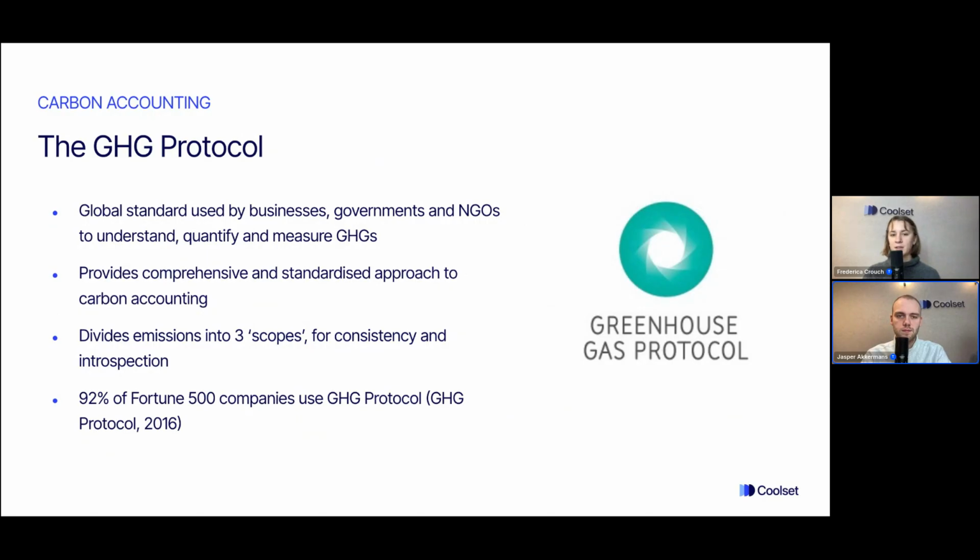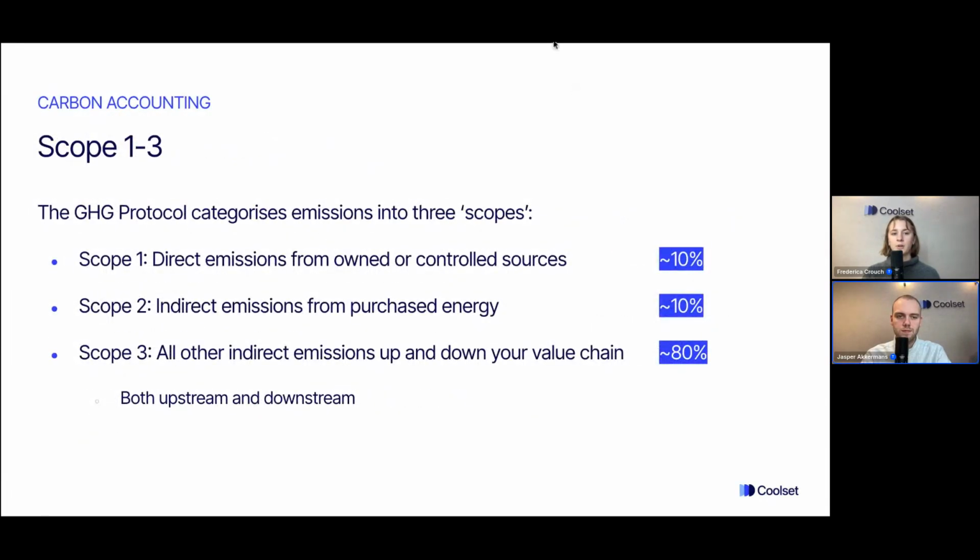That statistic is from almost 10 years ago, so we can only assume that's gone up significantly in the recent years. And scope 1 to 3. So the GHG Protocol categorizes emissions into 3 scopes. And these scopes, as I said, divide and give more introspection into where your business emissions are coming from. So scope 1 is the direct emissions from owned or controlled sources.